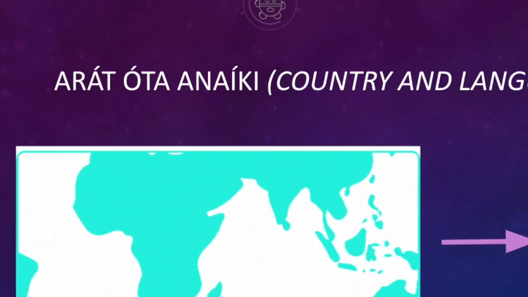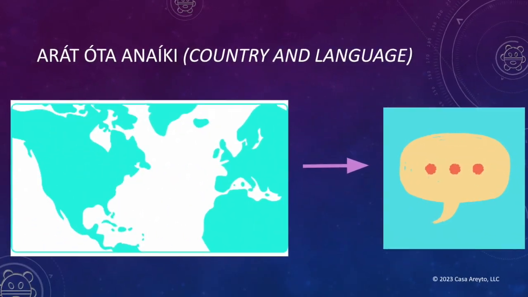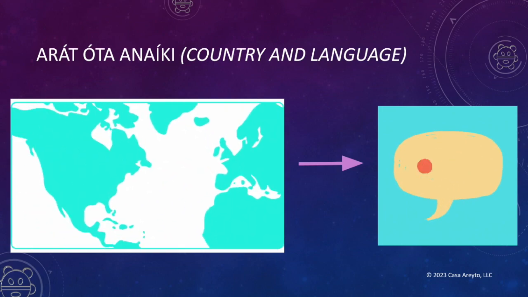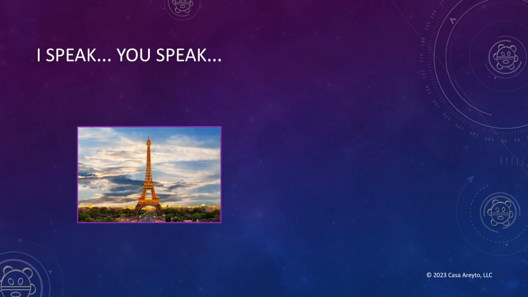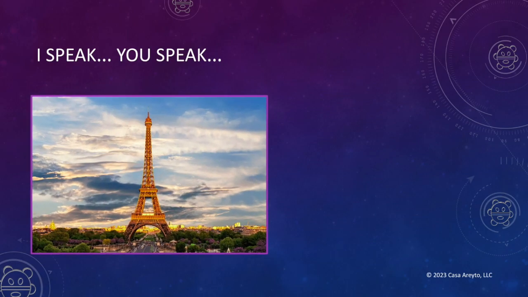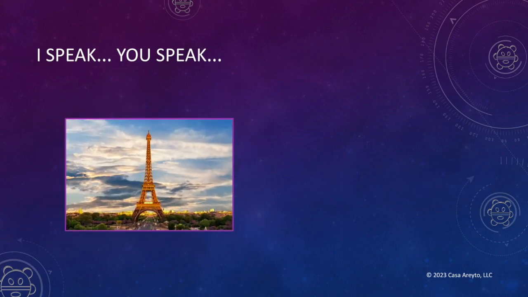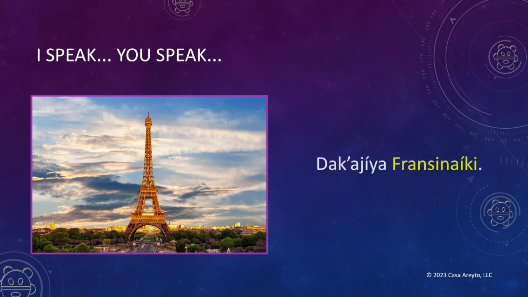That's simple enough, right? Now, let's take a quick tour around the globe. We're going to be talking about each country and language. Arat, ota, anaiki. First, we'll say where we come from. For example, dak guarico, Franciarat. I come from France. Then, we'll say the language that is spoken. For example, dak ajíya Francinaiki. I speak French.